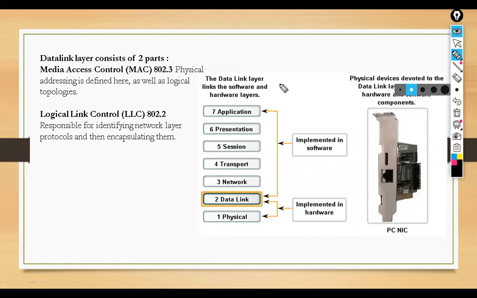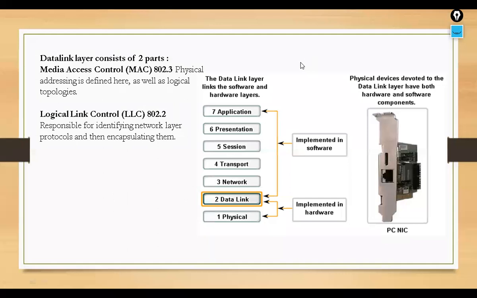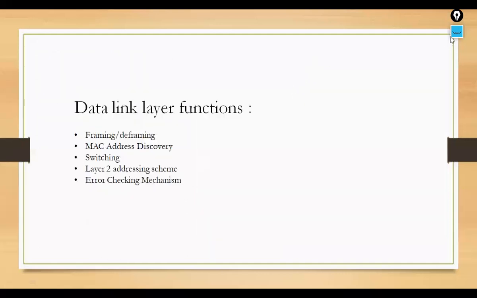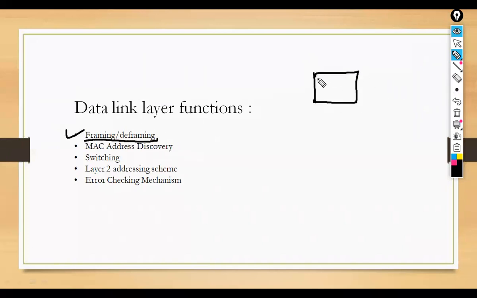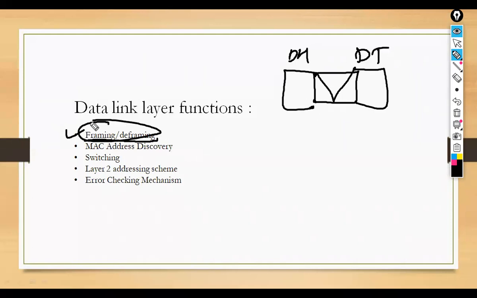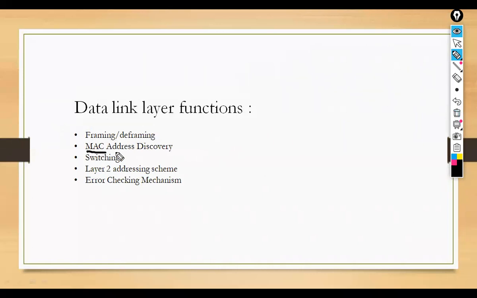Now again, let me tell you the data link layer functions. The first function is called framing and deframing. Framing means encapsulating the packet with the data link layer header and the data link layer trailer. This process is called framing, and at the destination side this will be decapsulated, and that is called deframing. Clear? Okay, now the next is MAC address discovery, which is very important, and we'll talk about it at the last.